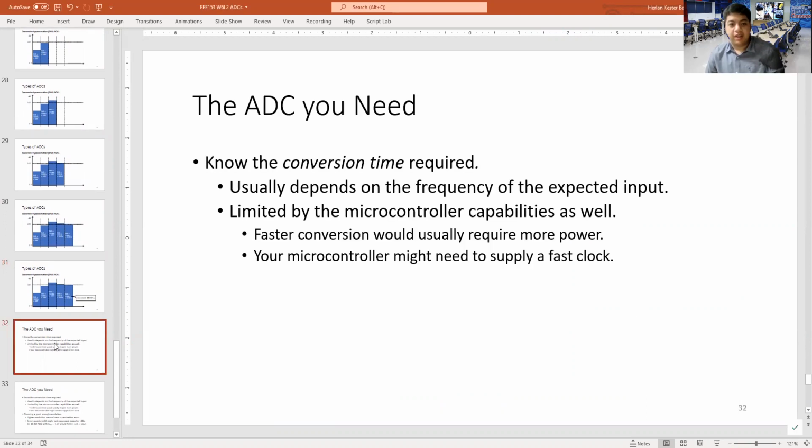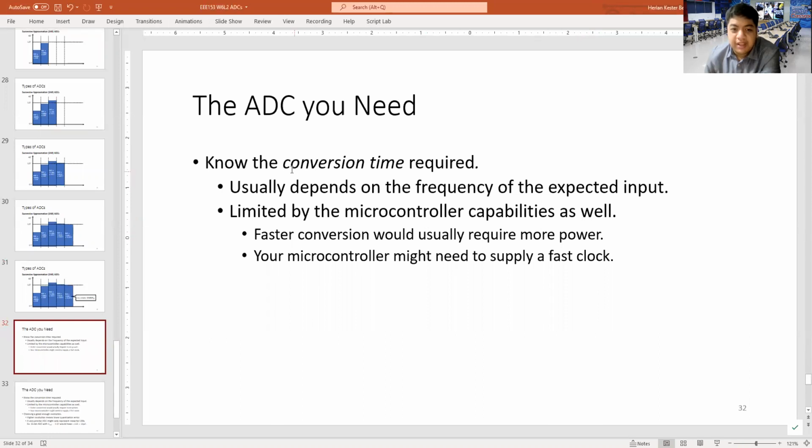And then we have a little bit more notes. So maraming ADC na pwedeng pagpiliin. So ano yung dapat natin consider pag pumipili ng ADC? So first of all, you will need to know yung conversion time mo. Kailangan alam mo yung application kung saan mo gagamitin yung ADC and alam mo yung maximum frequency ng expected na input. And then we are also limited by our microcontroller capabilities. So faster conversion would usually require more power, and if hindi kayang mag-supply ng power ng iyong microcontroller, hindi gagana ng maayos yung ADC.